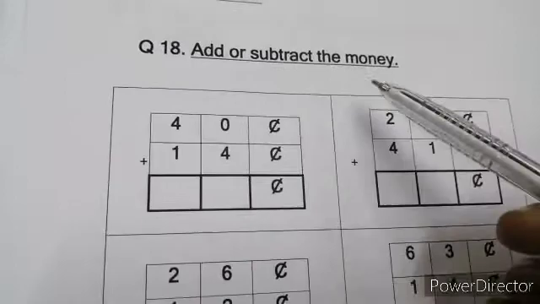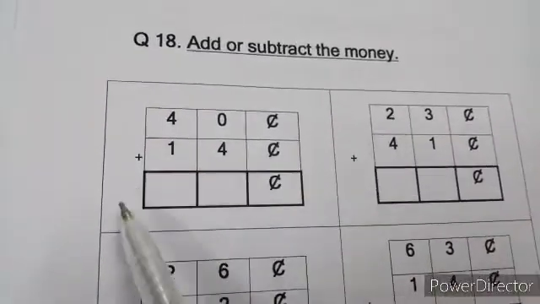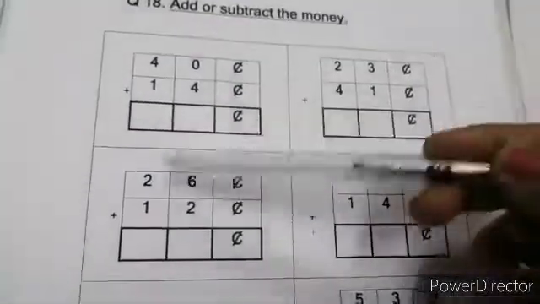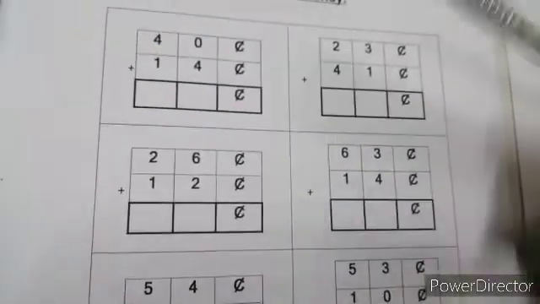Add or subtract the money. So we have to see whether the symbol is plus or minus. See, in all of these it is plus. In the last 4 sums it is minus. You have to carefully see the symbol and then add. If it is plus, you have to add. If it is minus, you have to subtract the money.